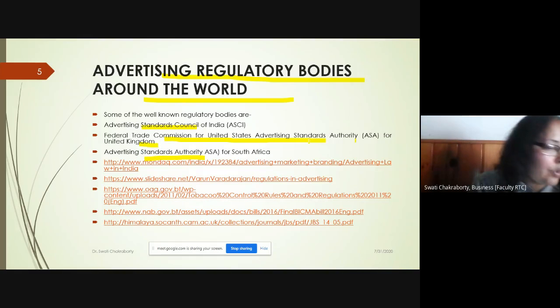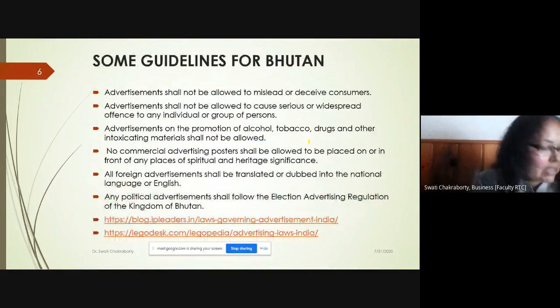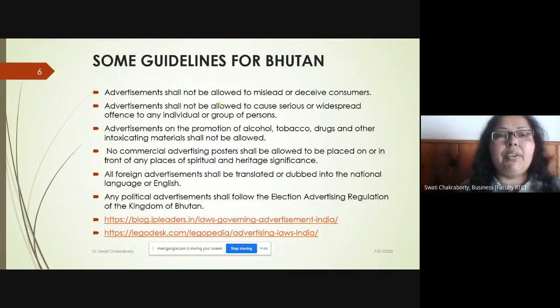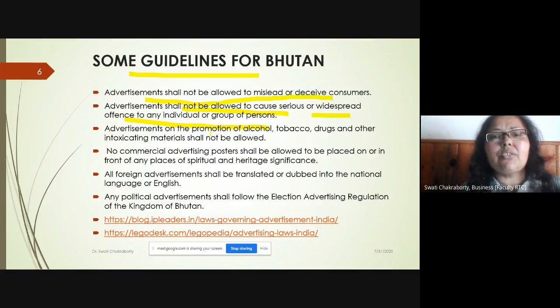Okay, so some of the guidelines for Bhutan, right? Since we are here in Bhutan, what are the guidelines? Advertisements shall not be allowed to mislead or deceive consumers. They should not be allowed to cause serious or widespread offense to any individual or group of people. Certain advertisements, like promotion of alcohol, tobacco, drugs, and other intoxicating materials, shall not be allowed.